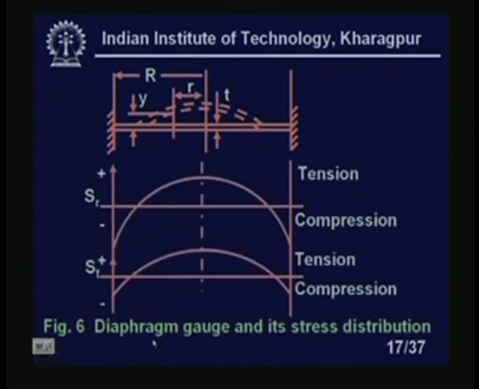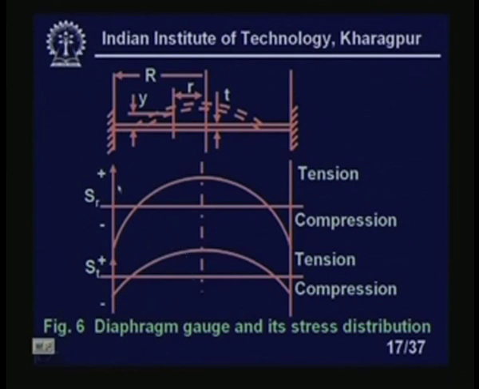Now, see, this is the strain distribution, the diaphragm gauge and its stress distribution looks like this. In both cases, we have both tensile and compressive stress. Here you see the radial stress SR is given like this, and if you look carefully, radial stress is maximum at the circumference, which is compressive, whereas the tangential stress is maximum at the center point. Why I am telling that is very much important.